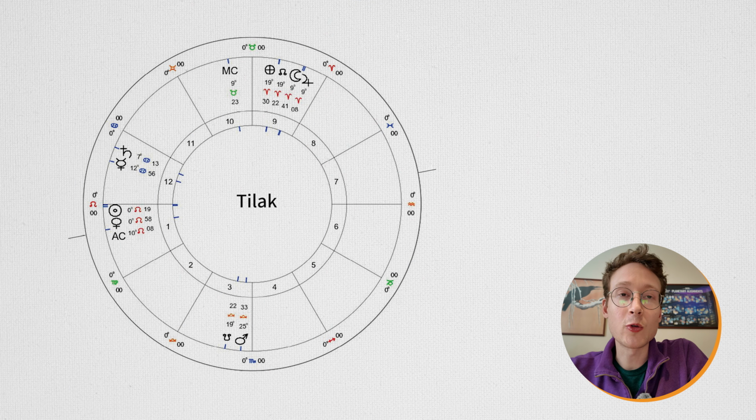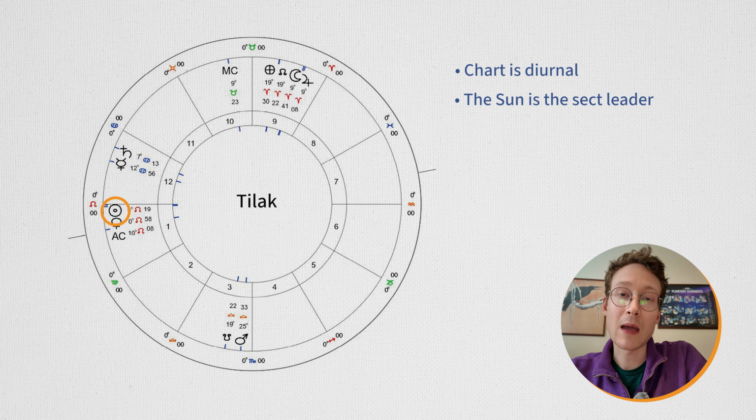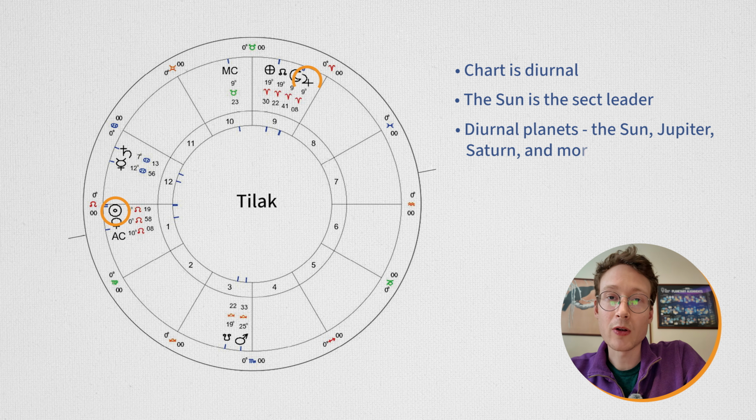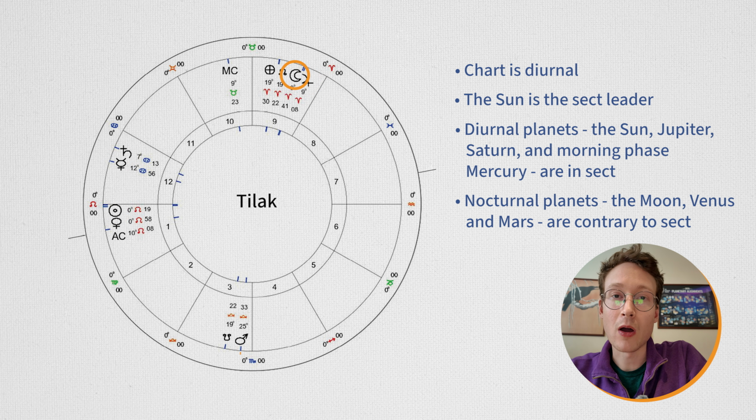Let's dive in even further with some more examples. If you take a look at the birth chart of Tilak, you can see the sun is just above the ascendant along the eastern horizon. That means that the chart is diurnal, and the sun is the sect light of the chart. That puts the day team in power and the night team out of power. The diurnal planets, therefore, are the sun, Jupiter, and Saturn, whereas the nocturnal planets will be the moon, Mars, and Venus.